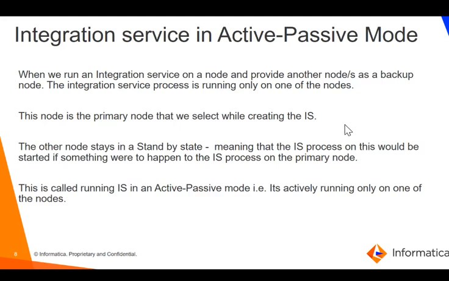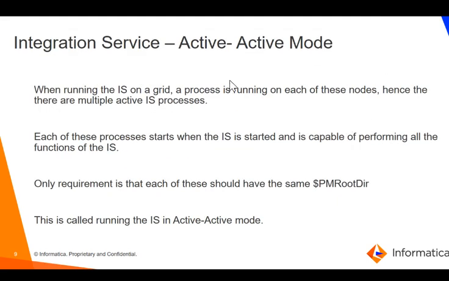Okay, as I said, the IS on grid scenario is different from the IS on node scenario. The IS on node scenario was active passive, and IS on grid scenario is active active, which means that on each of the nodes inside the grid, if the integration service is running, there will be an integration service process, and it is capable of performing all of the functions of the IS. The only requirement is that each of these should have the same PM root directory and each of the machines should have access to this directory. This is called the active active mode, and the other one was called active passive mode.